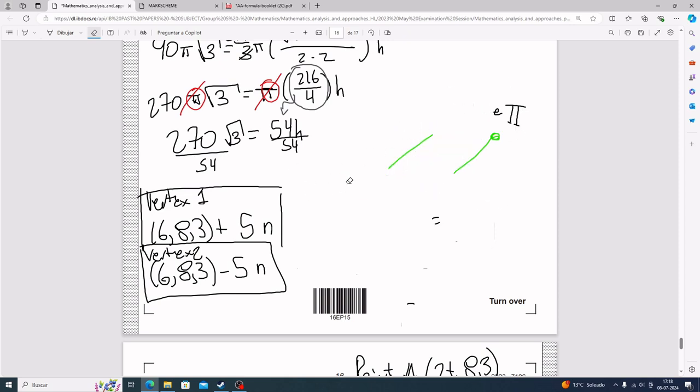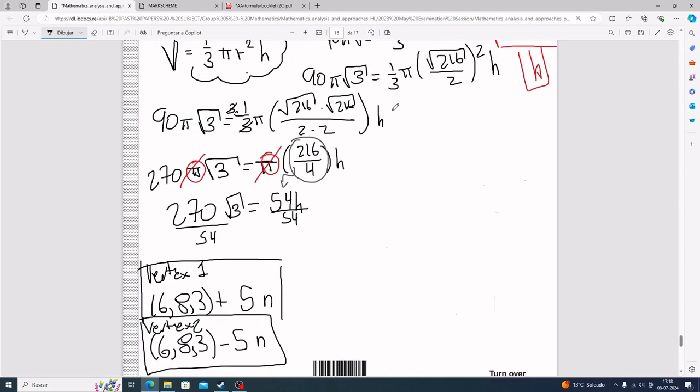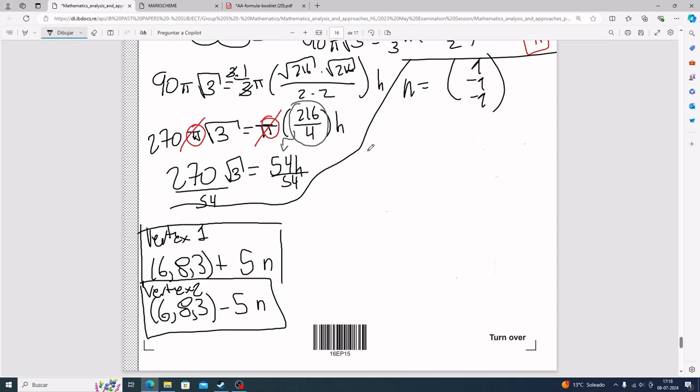So n, as we've already established a couple of times, I'm just erasing it to make a little bit of space. So n is 1, -1, -1. So vertex 1 is really just going to be 6, 8, 3 plus 5 times 1, -1, -1. Which, if I leave it in some fancy sort of vertex form, you can do it like this, okay?